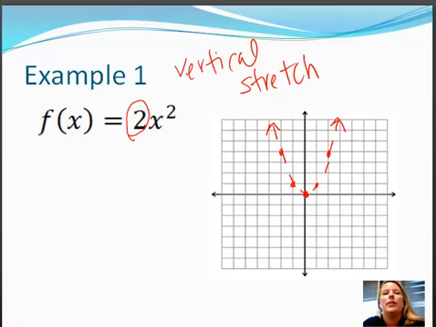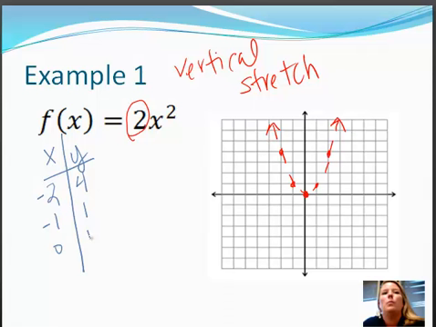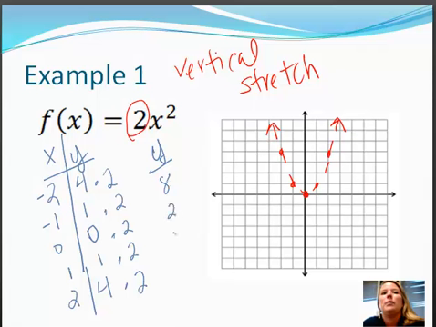I'm going to change my color so that you can see the stretch function. Now the table of values that we started with was negative 2, 4, negative 1, 1, 0, 0, 1, 1, and 2, 4. So what I'm doing is I'm multiplying each of these y values by 2. So I'm going to times each of these by 2 to get my new function. When I do that, my new y values are going to be 8, 2, still 0, 2, and 8.